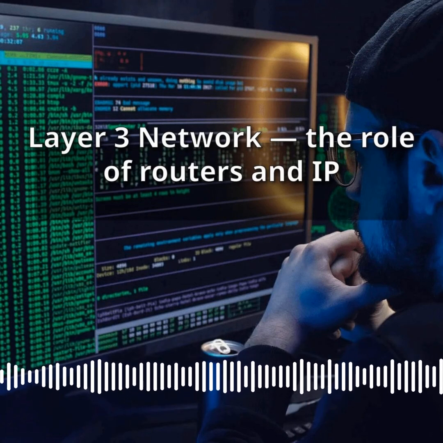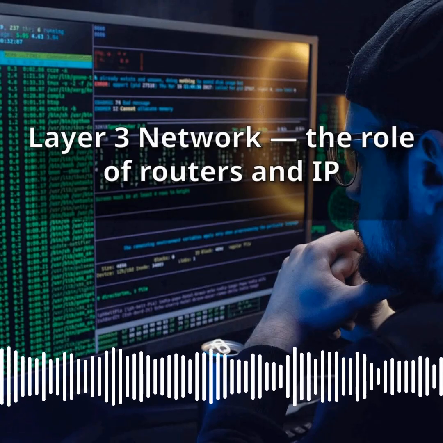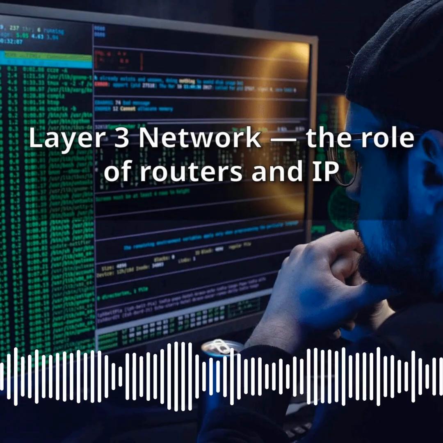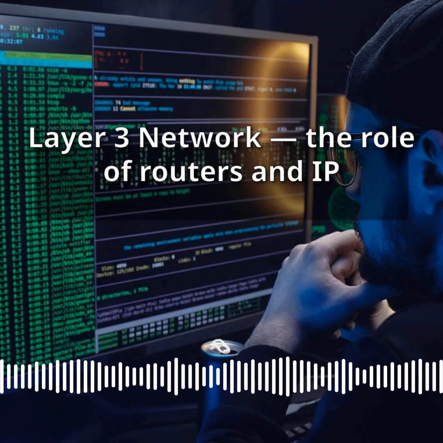Introduction and positioning in the OSI model. You have already explored layers 1 and 2 of the OSI model. You know that layer 1, physical, handles signals and transmission media, and that layer 2, data link, manages the framing of data, error detection, and communication between two directly connected devices using MAC addresses.